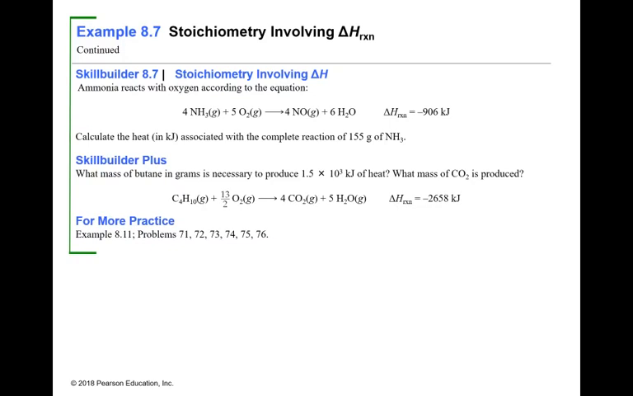Now let's level up with a challenge. Given the reaction, C4H10 plus O2 produce 4CO2 and 5H2O. Delta H rxn is negative 2658 kilojoules. Question: how many grams of butane are needed to produce 1.5 times 10 to the third kilojoules of heat? And also, how many grams of CO2 are produced?